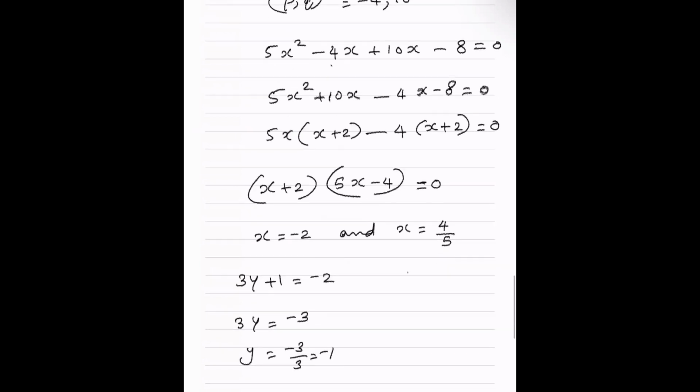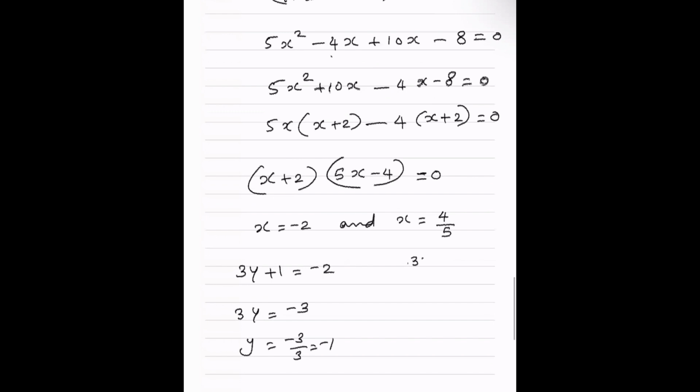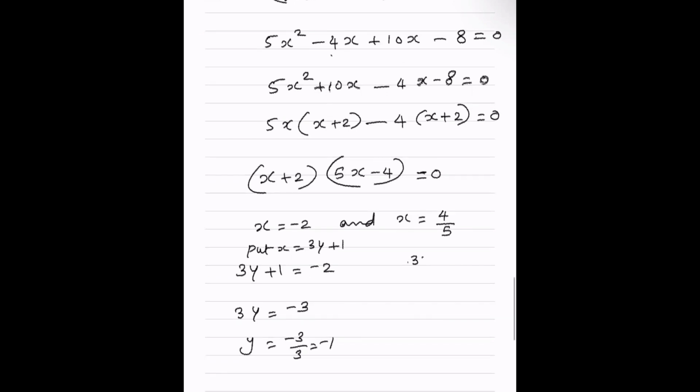Now, the other place, again, you put x is equal to 3y plus 1. Here it is 3y plus 1 equal to 4 by 5. 3y equal to 4 by 5 minus 1, which would be 4 minus 5, that is minus 1 by 5. Now y would be minus 1 by 15. So both ways you are getting the same answer.